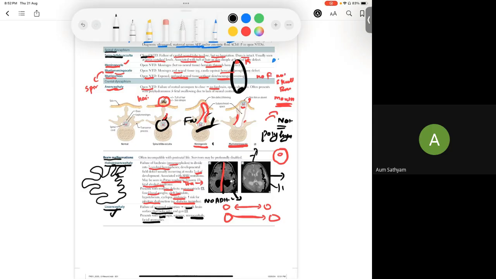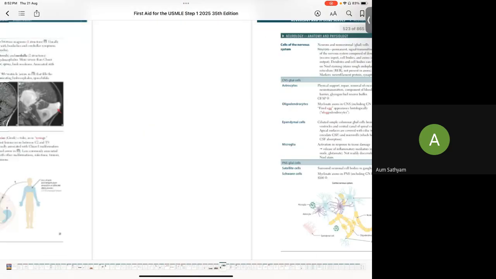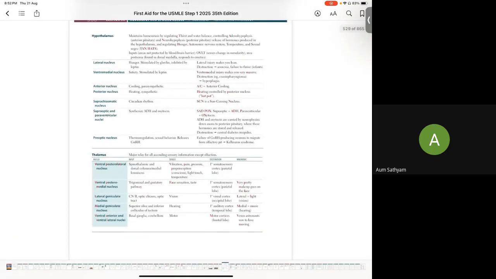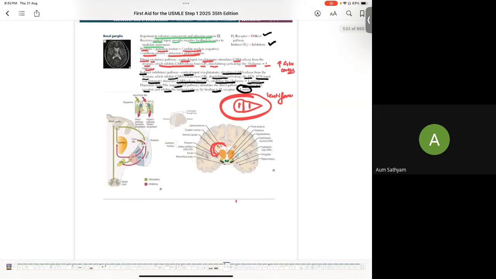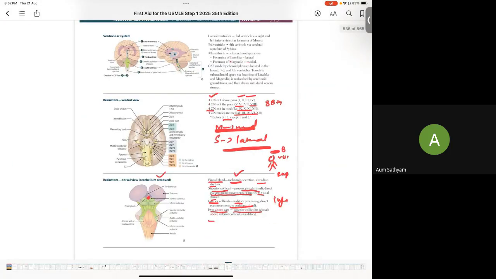Okay, so that was all about today's session, and we are going to continue tomorrow. We are going to discuss the remaining things from First Aid. Just get ready for that. First of all, we are going to do pathology from Pathoma again, and then we are going to refer to First Aid. Keep that in mind. This neuro is going to take a little bit of time, so just bear with me for a while.